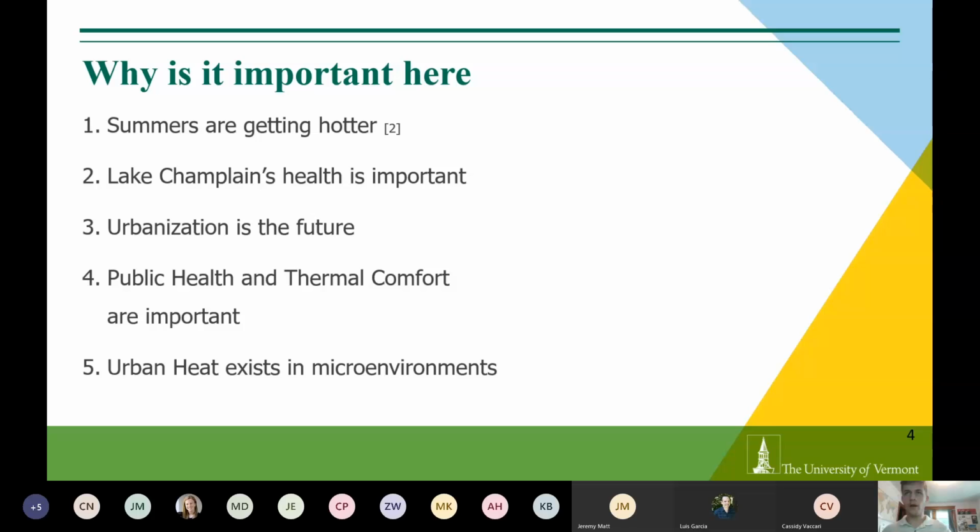Three, urbanization is the future. Urbanization is becoming an increasingly viable solution to combat climate change, and when building cities, the idea of urban heat should be considered in all contexts.